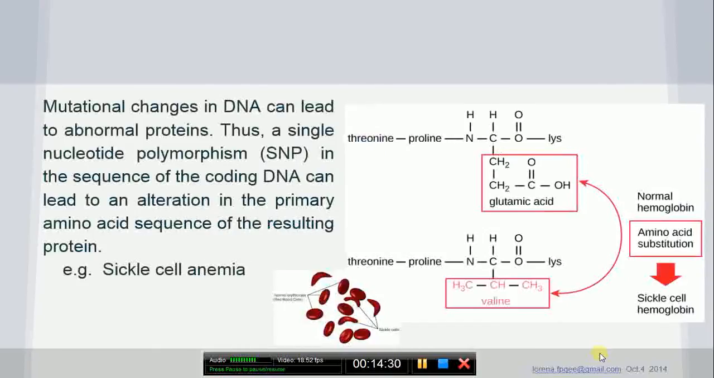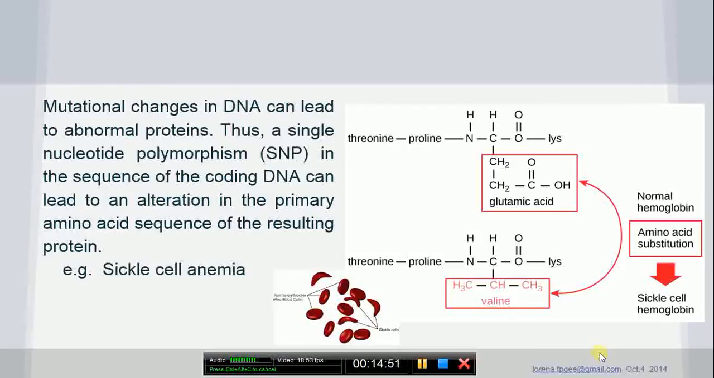Mutational changes in DNA can lead to abnormal proteins. Thus, a single nucleotide polymorphism, SNP, in the sequence of the coding DNA can lead to an alteration in the primary amino acid sequence of the resulting protein. Sickle cell anemia is a good example.